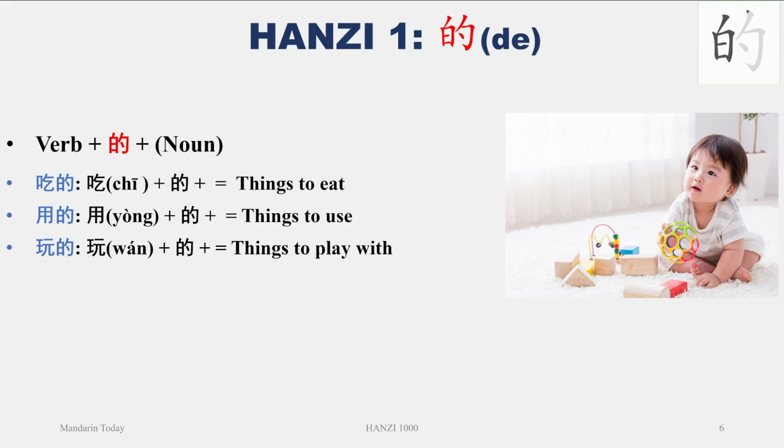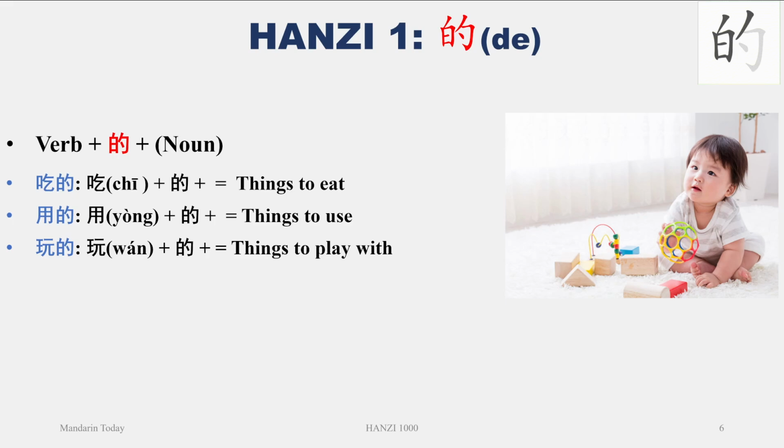And think of a situation like a toddler learning language, and he or she would go around pointing at things. For example, if he or she is pointing at some food on a table, and the parents, without being too specific, would just say, 这是吃的, this is something to eat. Or if the baby is pointing at the TV, the parents might say, 这是看的, this is something to watch.